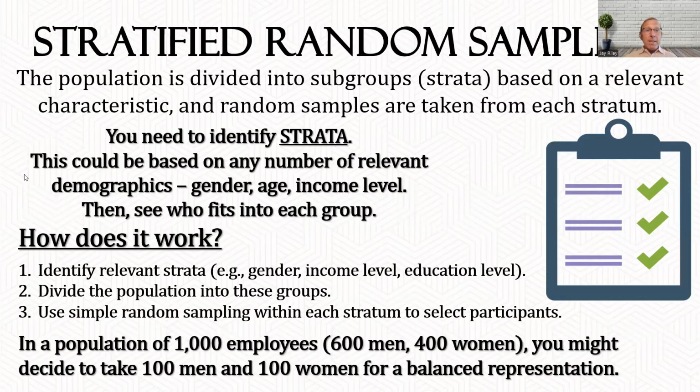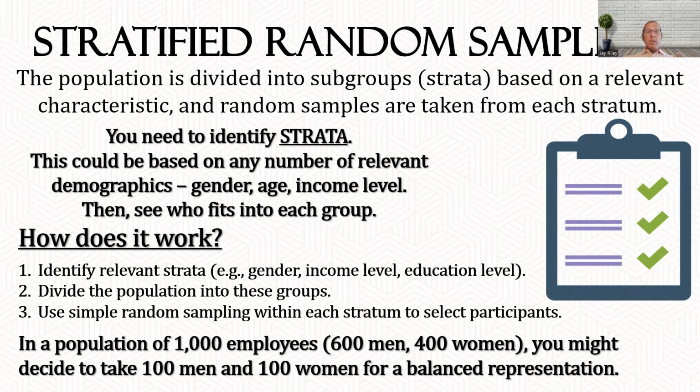Stratified random sampling is when you divide your population into subgroups. The subgroups that you're dividing them into are your strata. And you're going to choose some characteristic that's relevant to your study. Once you divide the group into these different strata, then you're going to perform random sampling in each stratum.